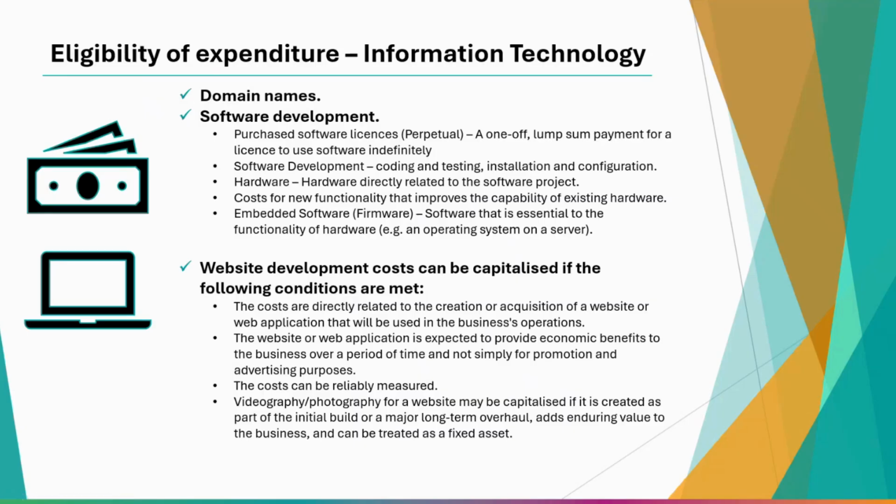With regards to information technology, domain names are included, as is software development. So the purchase of software licenses, perpetual, as a one-off lump sum payment for a license to use software indefinitely. Software development, such as coding and testing, installation and configuration. Hardware directly related to the software project. Costs of new functionality that improve capability of existing hardware, and also embedded software or firmware, software that's essential to the functionality of the hardware.